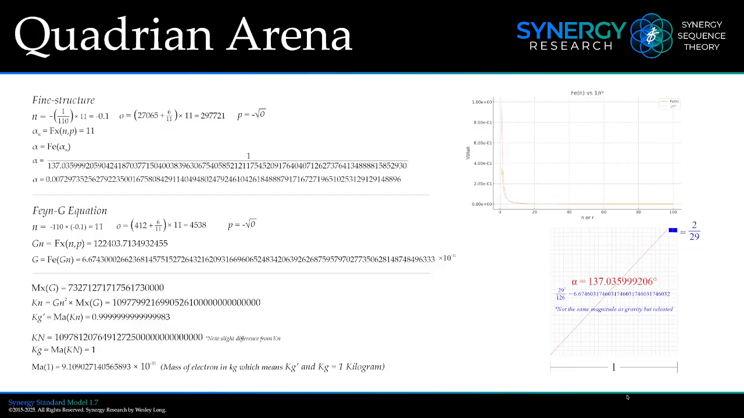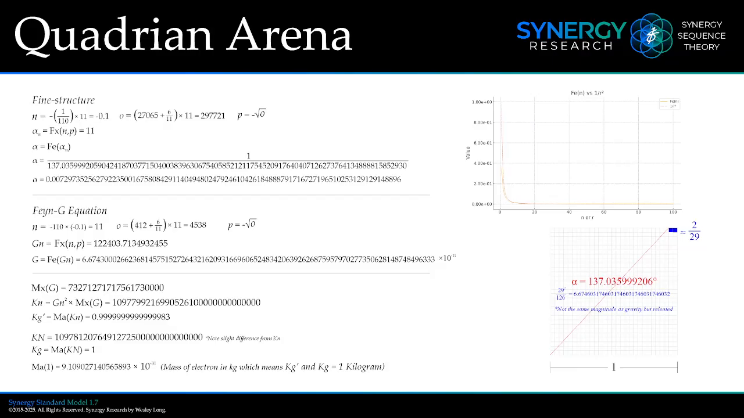Let's break this down. Top section, fine structure. We begin with the A pathway, where n equals frac 100 times 0.1. O equals 7065 plus frac 6 times 11 equals 297721. P equals squirt 0. This structure is symbolic. It plays on the idea of numeric symmetries and their reflections through n and o, which act like orbitals or step sizes. Squirt is used not as a number, but as a marker of a singular path, an invariant.